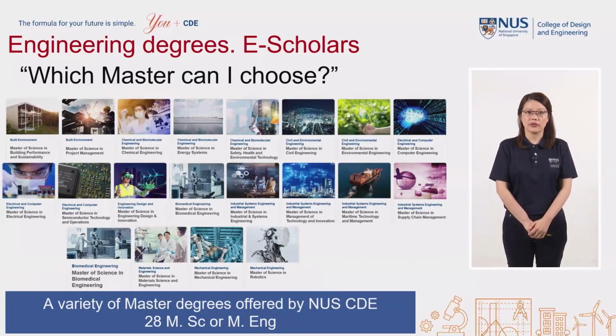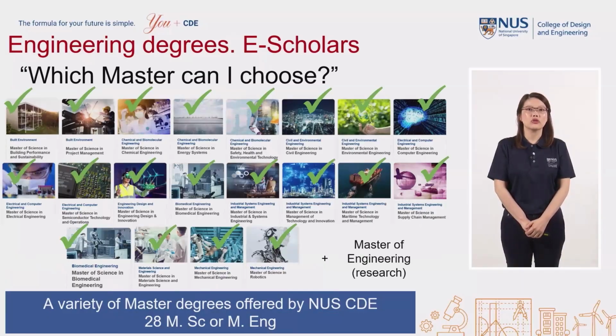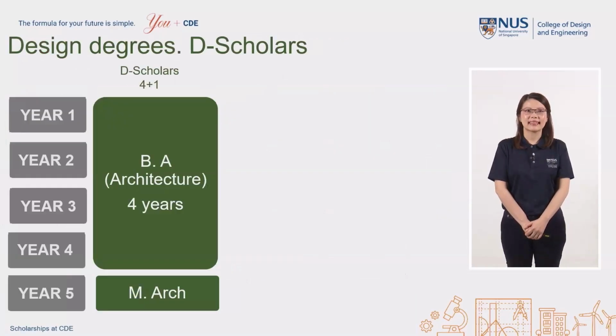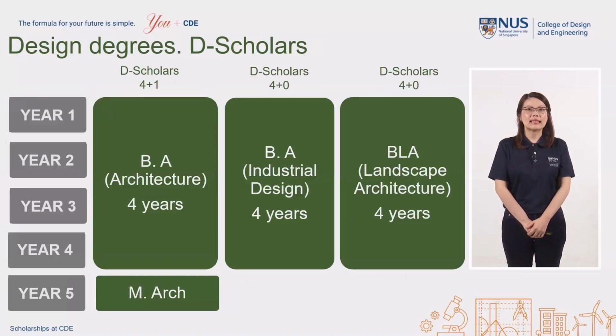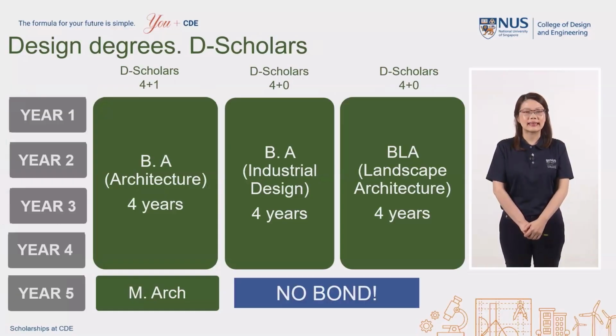You have a variety of choice, including the possibility to choose a Masters of Engineering by Research, for which the scholarship will support 1 year of your tuition fees. For design scholars in architecture, we support the 4+1 pathway where you will complete the Masters of Architecture in the 5th year. While for landscape and industrial design, the pathway is a 4+0, where the scholarship covers all 4 years of undergraduate studies with no bond.